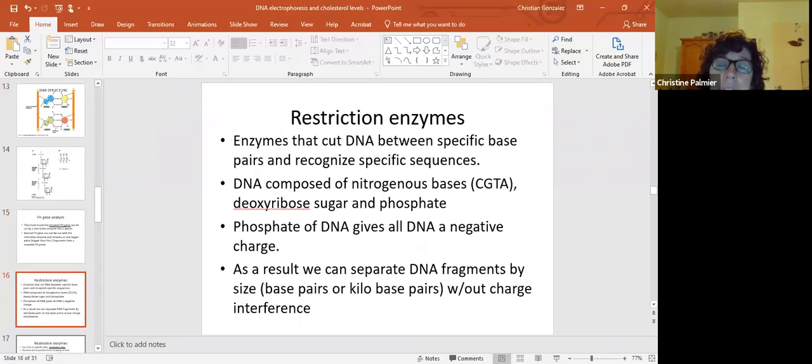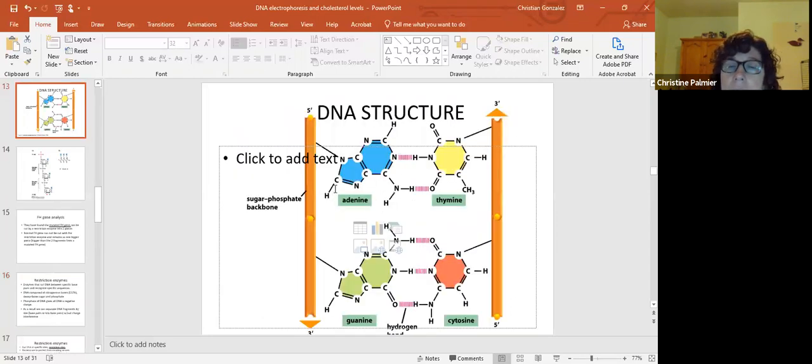So, a little bit about restriction enzymes. I do provide a video for you to listen to and watch as well. Restriction enzymes are enzymes that cut DNA between specific base pairs. So they care if it's an AT base pair or a GC base pair, and recognize specific sequences. What comes before that base pair, they care if it's a GC or another AT base pair. DNA is composed of nitrogenous bases, and if we look back on a previous slide, those nitrogenous bases can be adenine, thymine, guanine, or cytosine.